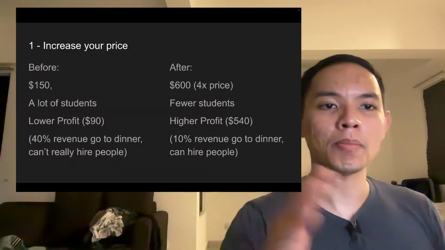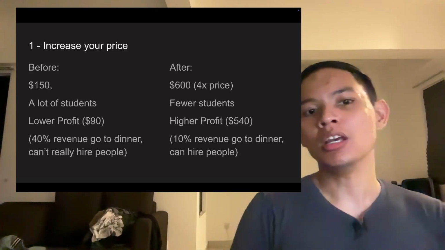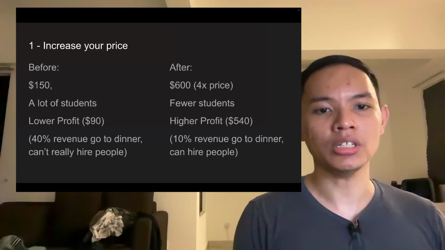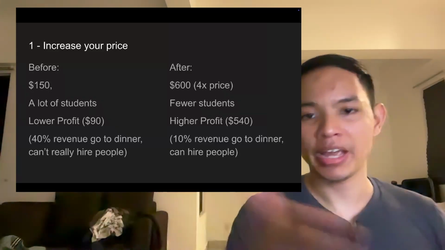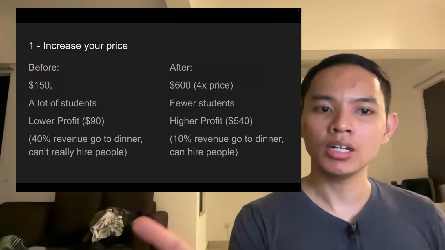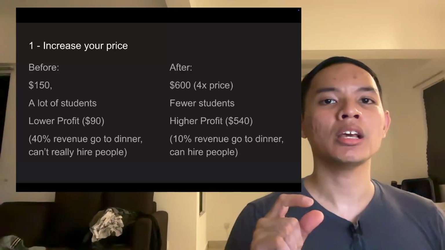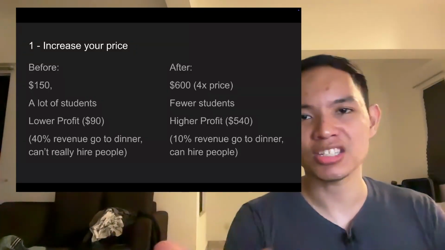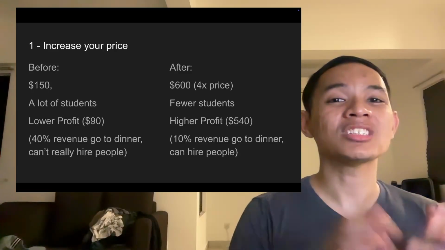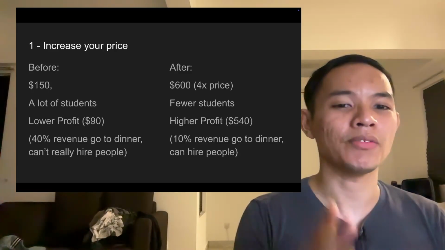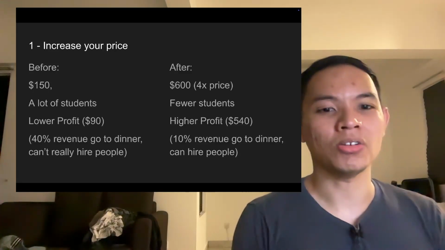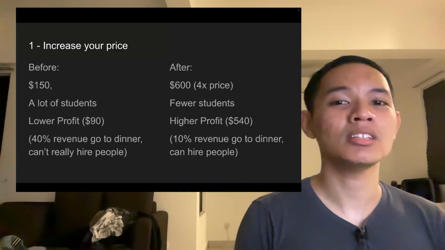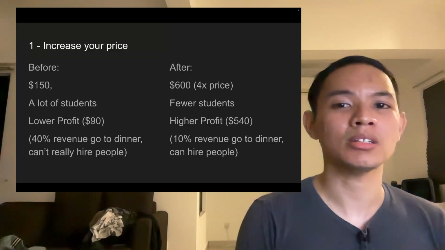So if I compare apples to apples, before I was charging $150 and a lot of students joined, and both have the same revenue, before and after. But if I calculate the cost of serving the students, which is essentially dinner, it was essentially 40% of the revenue. And that is a lot, and with that, I can't really hire people to assist or even take over my role as the instructor back then.